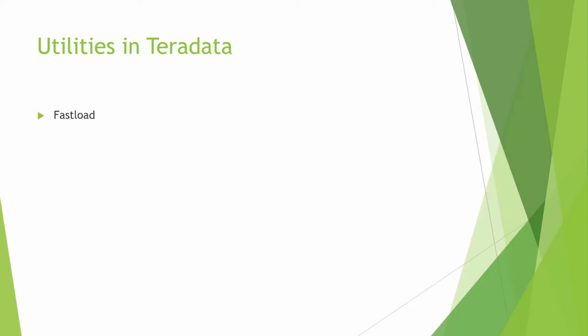These are the utilities which are available in Teradata. The first one is fast load that we're going to learn today. The second one is multi-load. The other one is BTEQ, and the other one is fast export, and the other one is TPT. These are the utilities which make the Teradata database different from other databases. But in today's video, we are only going to learn fast load utility, by which we are going to load data from an Excel file to a database table.